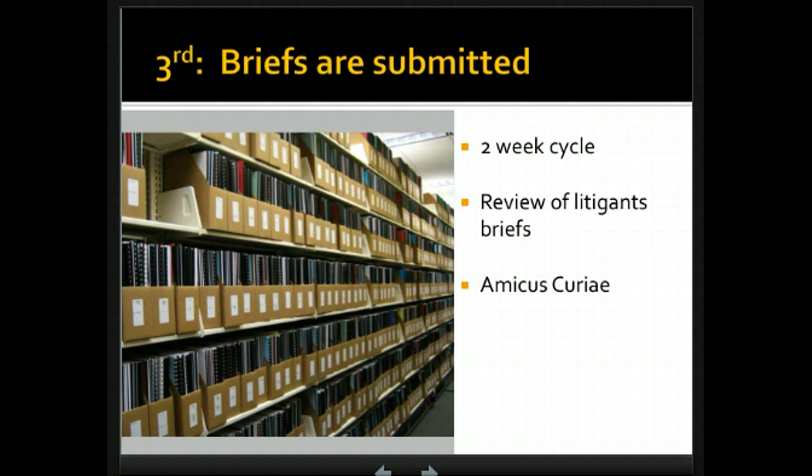Amicus curiae, also, this is when interest groups will file their briefs, and justices can choose to look at these briefs to see if there's any additional information that might be helpful to an understanding of this case that's presented from that third party. Again, the Solicitor General can submit a brief when the government is interested in the outcome of the case.